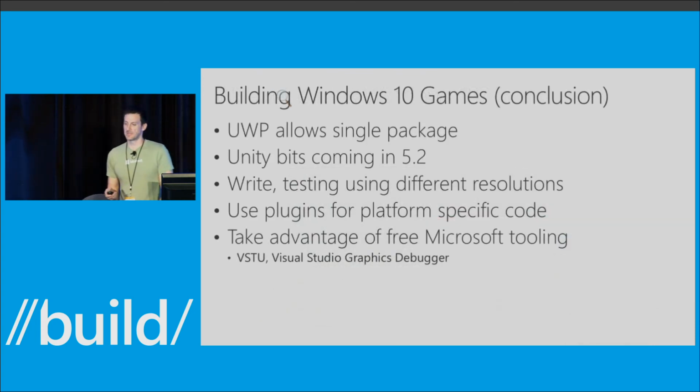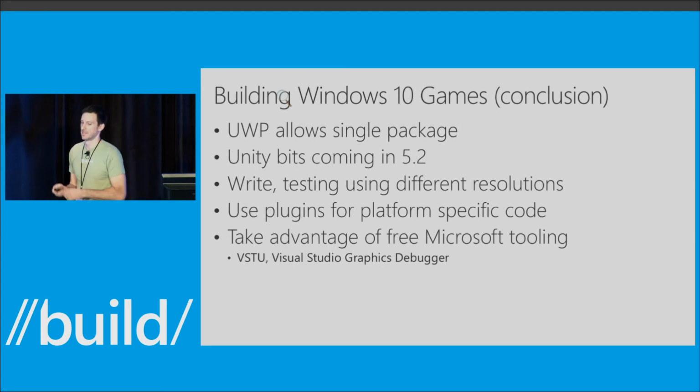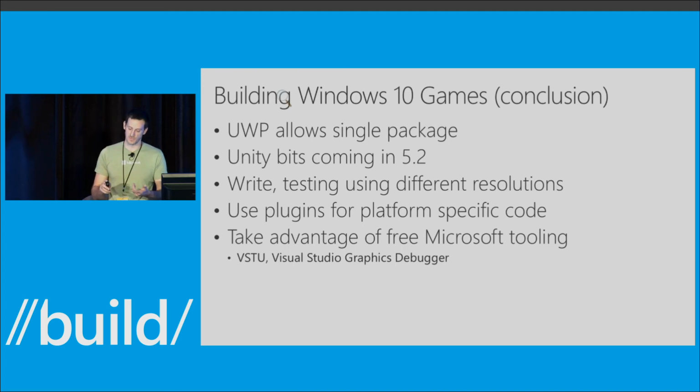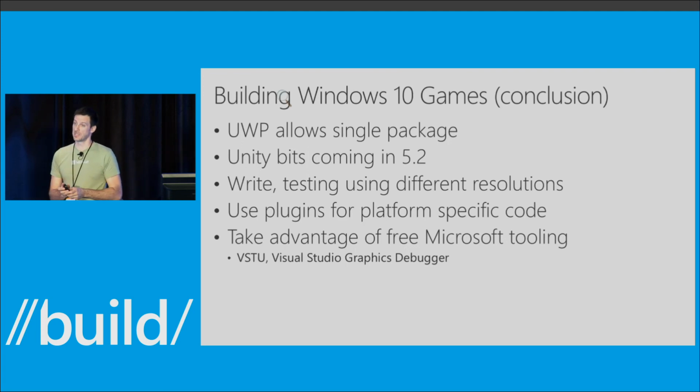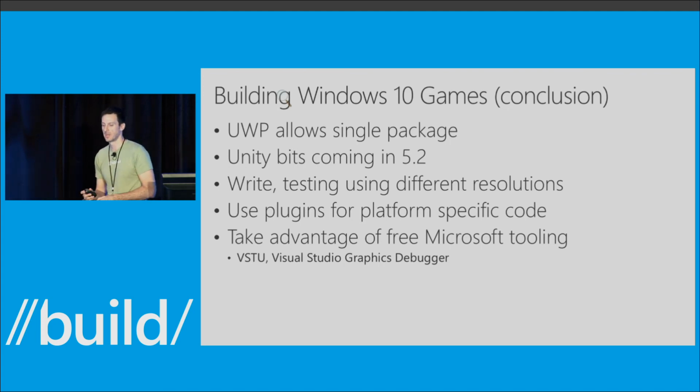Now, building Windows 10 games, remember that Universal Windows Platform and Universal Windows Apps allow a single package. They are a single package. You can target one or you can target multiple. It's up to you as a developer. The bits you're going to want to look for are coming in Unity 5.2. Write your game and ensure that you're testing using all those different resolutions. Go into Visual Studio, run it in a simulator, run it on different devices. I like to use Unity even before I get to there and just change my aspect ratios, set it all up inside of Unity, see what it looks like. It's a real quick way to test it out.